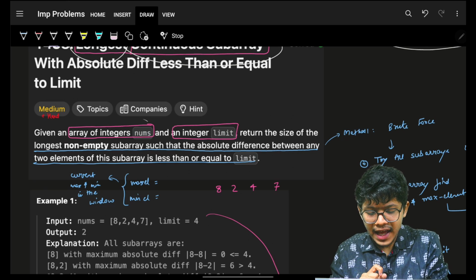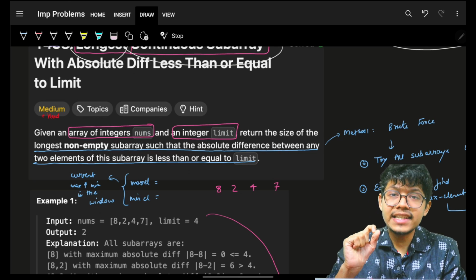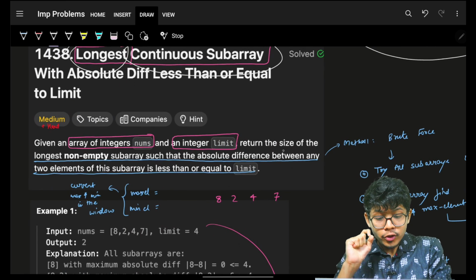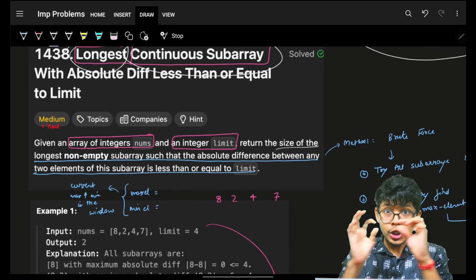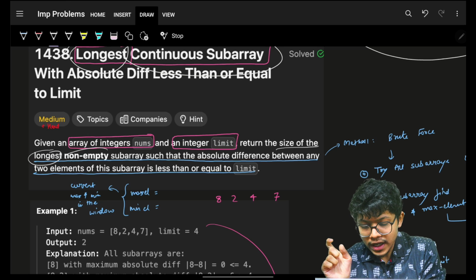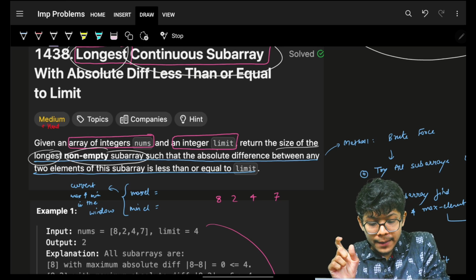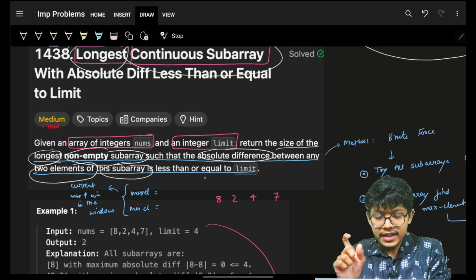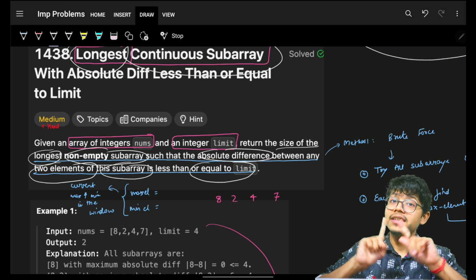You are given an array of integers nums and an integer limit. So, array nums and the limit, you are given two things. You have to return the size of the longest non-empty subarray such that the absolute difference between any two elements of this subarray is less than or equal to limit. There are many things which were mentioned.